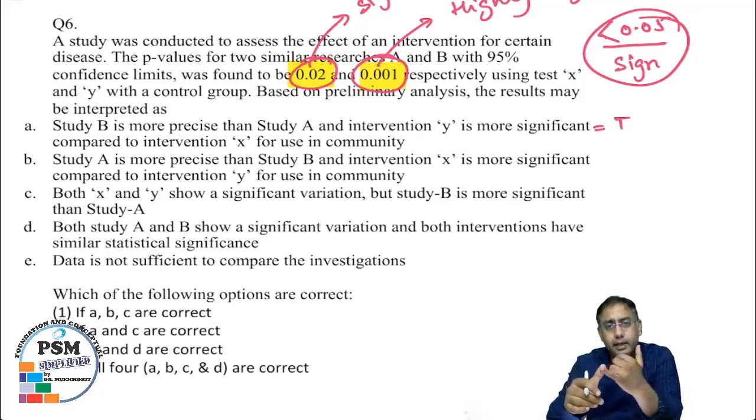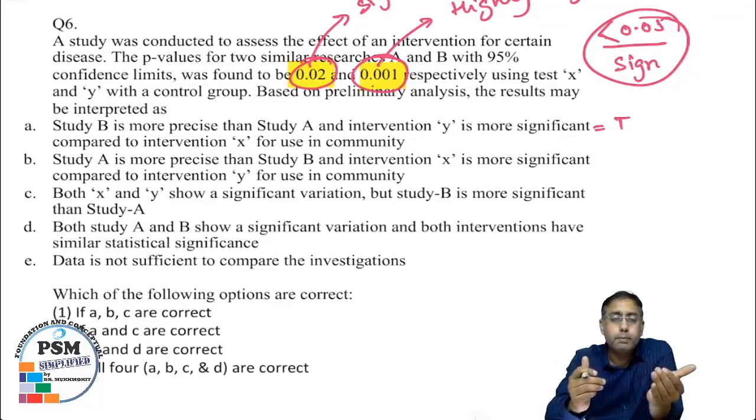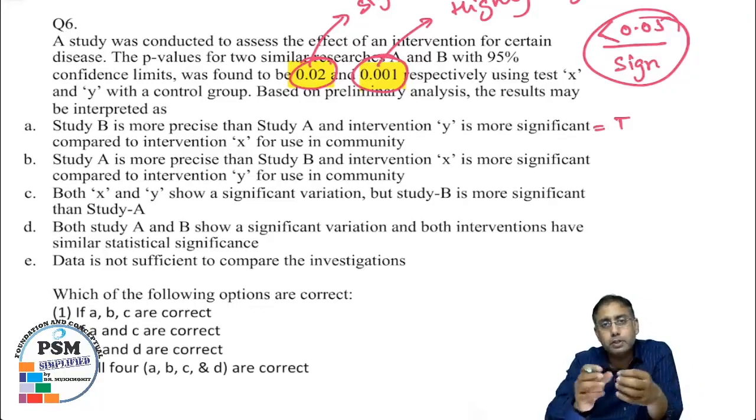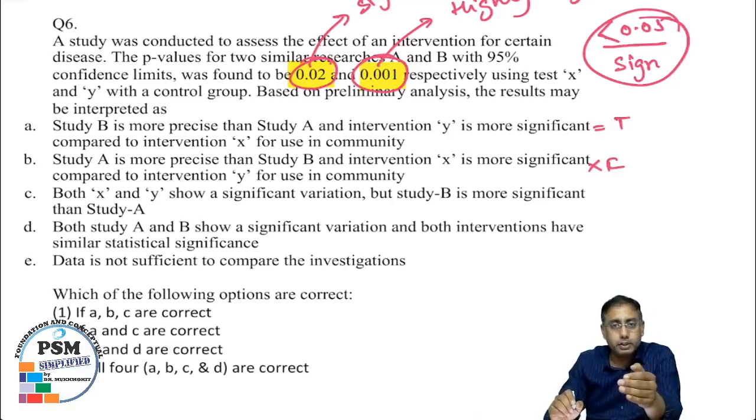Why? Because study B is 0.001, highly significant. Y is more significant intervention? Of course, it's true. Study A is more precise? No, A is not precise because it has a lesser significance compared to B. And X is more significant? This is false. X and Y show a significant variation? Yes, they do show. But study B is more significant than study A.